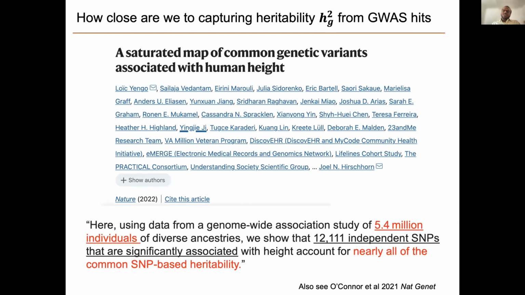And what they observed was nearly 12,000 independent loci that were significantly associated. And also the most important thing is that these 12,000 loci together managed to explain nearly all of the common SNP-based heritability, meaning that we have been able to mostly saturate the heritability signal with all the GWAS associations for height. However, we probably need a similar number of individuals or even more for some of the other trait or disease-based studies. Discussion of that can be found in the O'Connor et al. 2020 Nature Genetics paper.